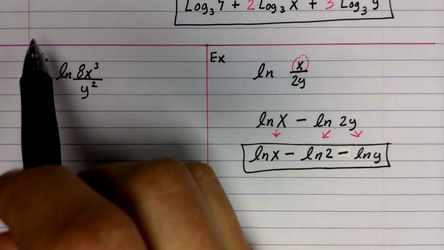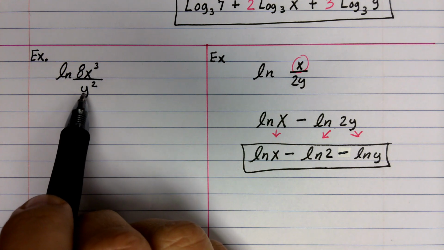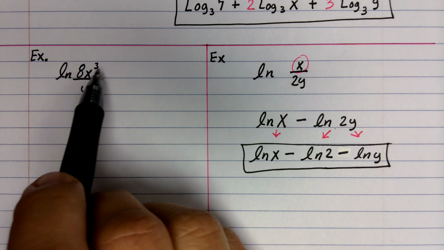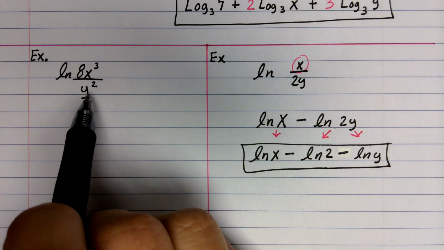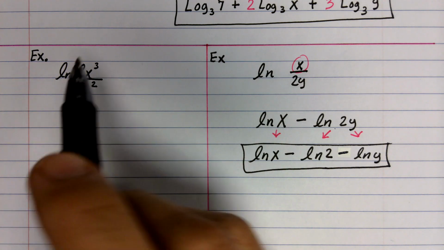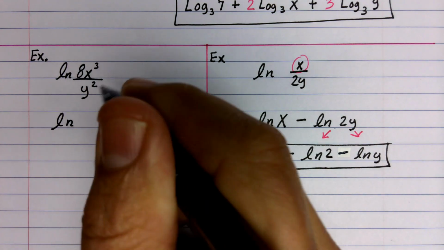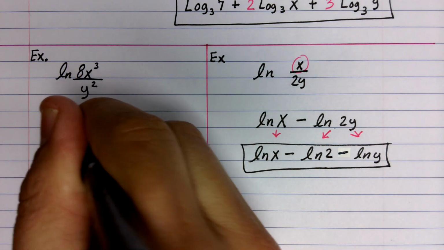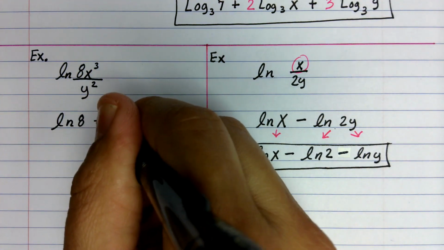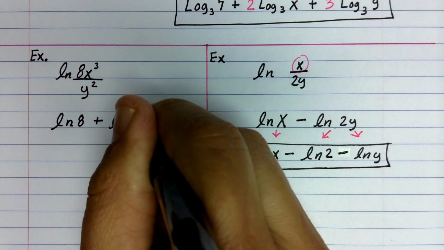Now we're going to do our last one. And in this one, notice that we have in our numerator 8x cubed being divided by y squared. So in this case, we're actually going to use the product rule for the top portion, for the numerator, and then we will use the quotient rule to subtract out what's in the denominator. So let me show you what I mean. For instance, on this one, I'm going to have ln 8 plus ln x to the third power, so x to the third power.